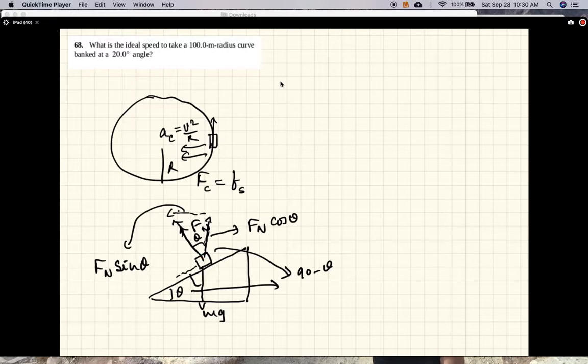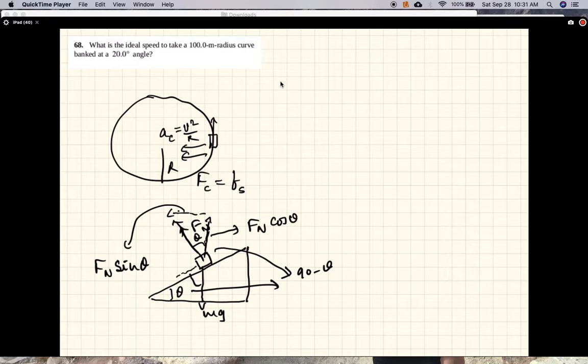If you go faster than that, you'll need a static friction force in this direction that'll help provide the centripetal force along with the normal force. So we'll assume you're going at the right speed where there's no static friction force. The idea is you don't want to leave any rubber on the road, and you want to make the static friction force 0. So that's the theory behind all of it.